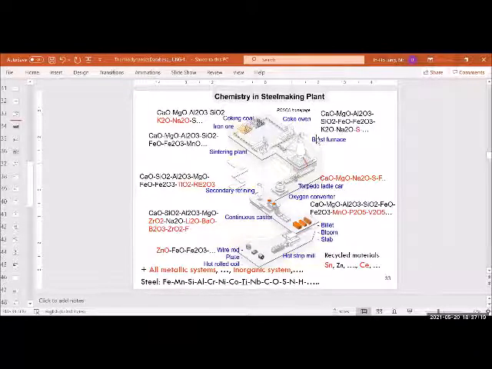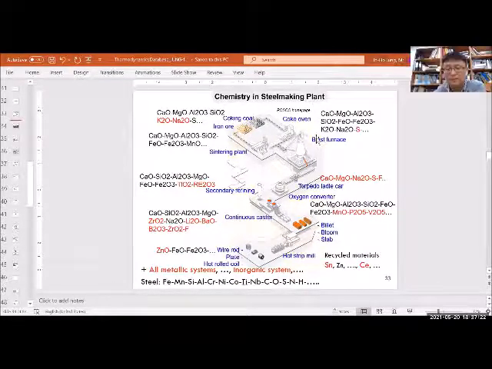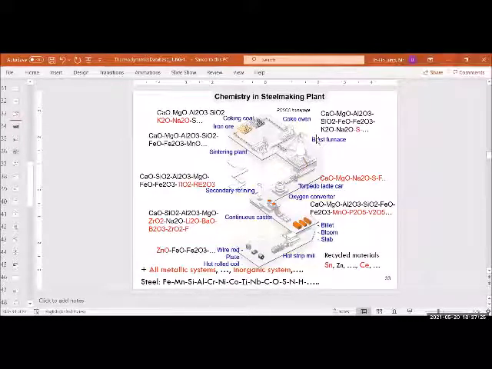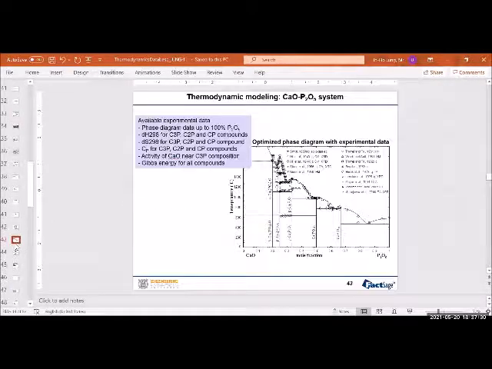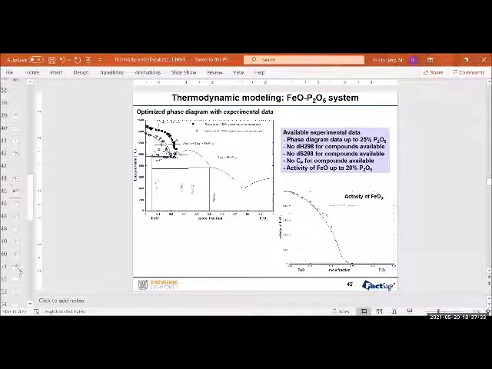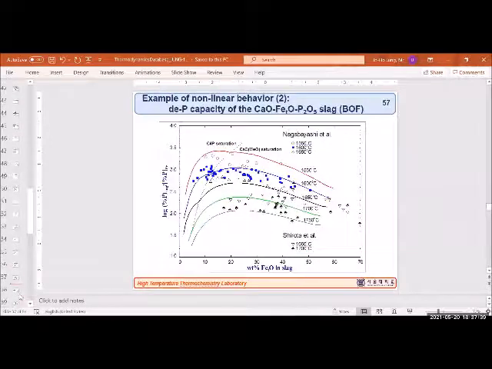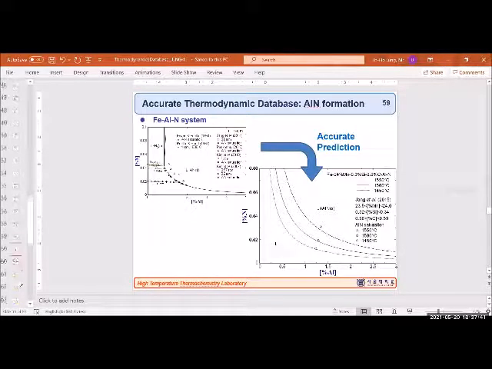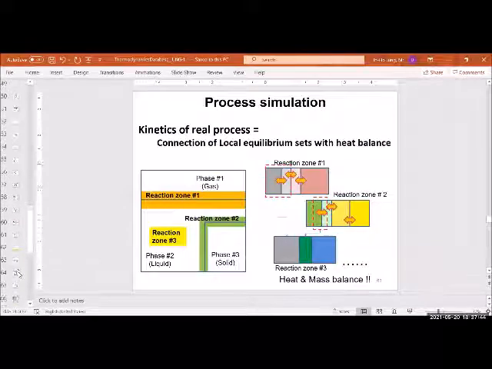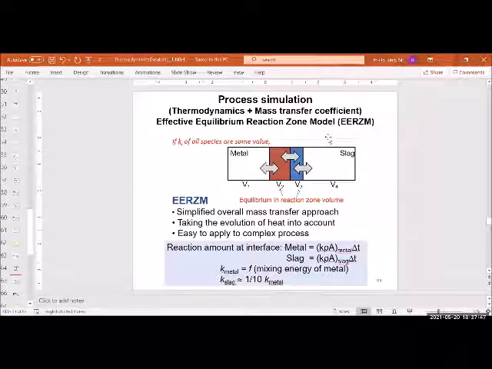Can I ask one more question? Yeah, sure. So you set the effective reaction zone in the EERGM model. In the EERGM, is the mass transfer coefficient a constant or a determined value? I wanted to check whether the Ki of all species is the same value.